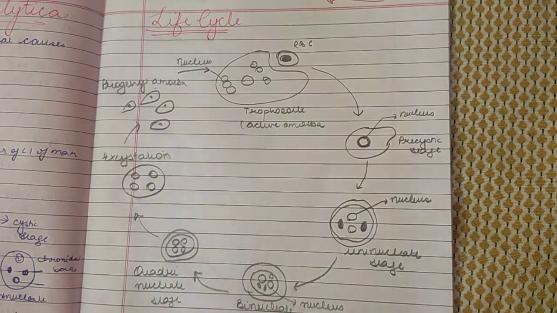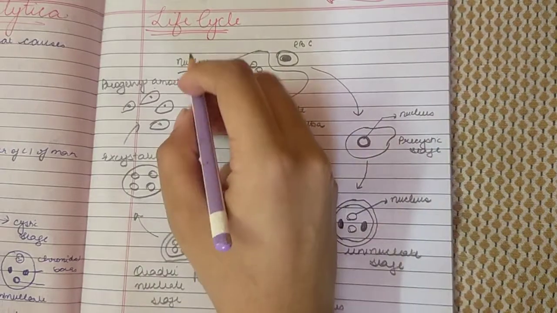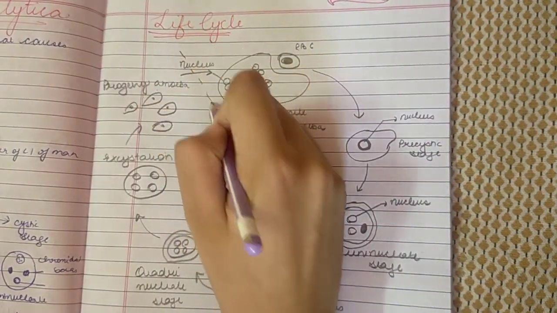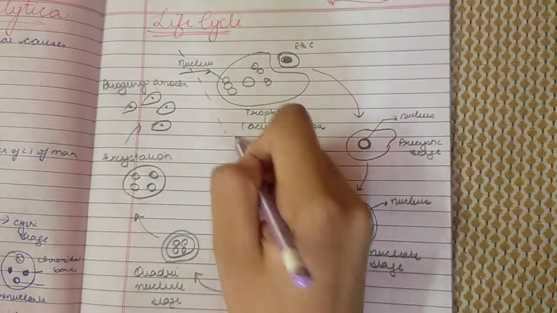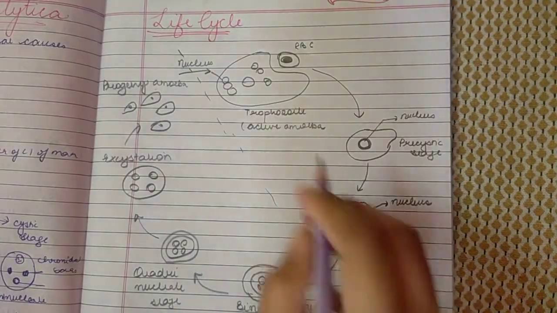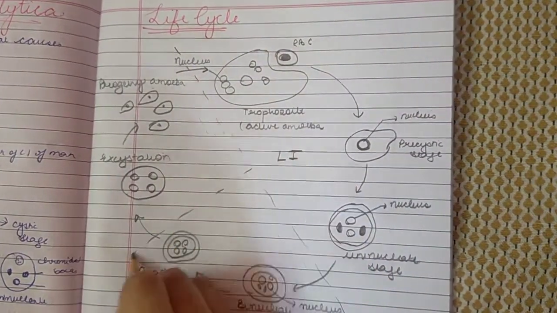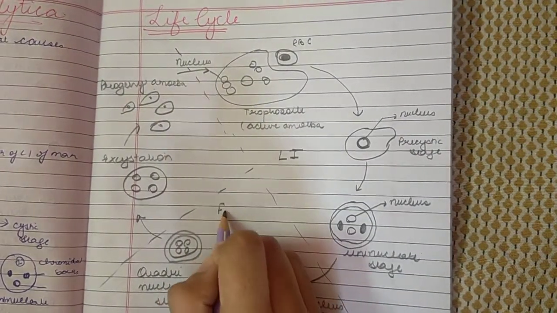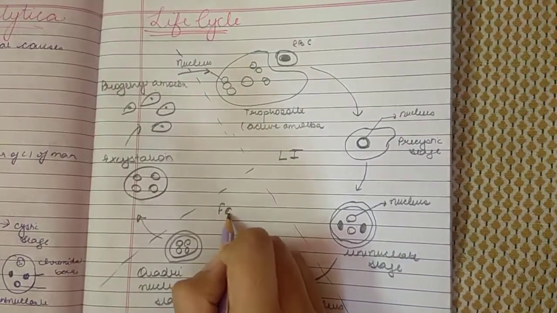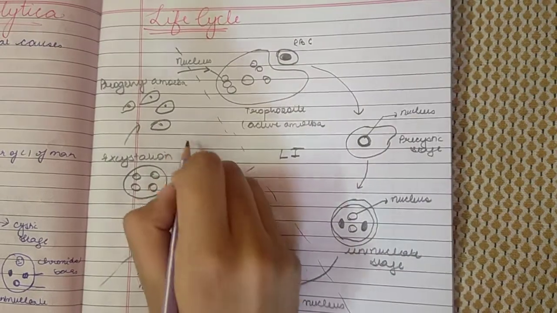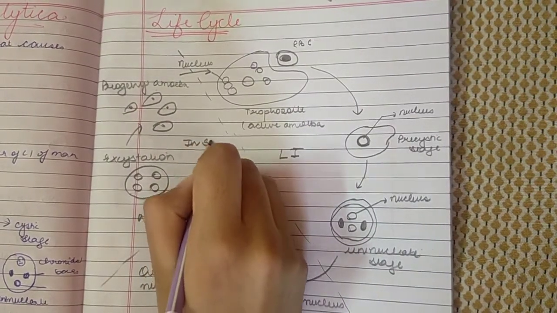Now what I want to clear out here is from this stage till uninucleate, this change occurs in large intestine. Till here it occurs in feces. Here it occurs in small intestine.